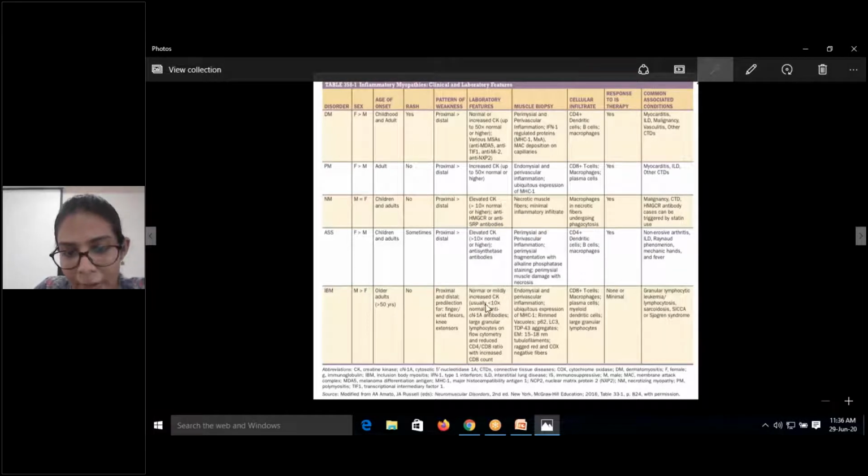Whereas in inclusion body myositis, it can be normal or mildly increased, usually less than 10 times. To summarize: more than 50 times in dermatomyositis and polymyositis, more than 10 times in necrotizing and antisynthetase, and less than 10 times in inclusion body myositis. So up to now, whatever we discussed, inclusion body myositis is something completely atypical, against the classical pattern of dermatomyositis and polymyositis.